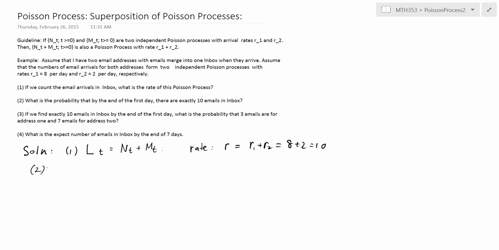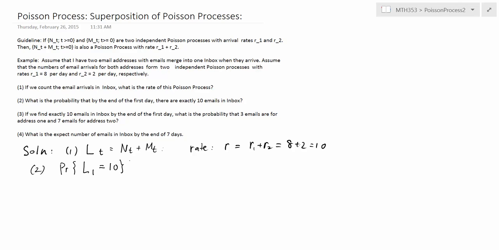Second, let's look at what is the probability that by the end of the day, I mean the first day, there are exactly 10 emails in the inbox. You remember 10 per day, but what is the probability that we have exactly 10? So that's the probability over here. We are calculating that at the end of the day, so t is equal to 1. L(1) is exactly equal to 10, and that's what we have.